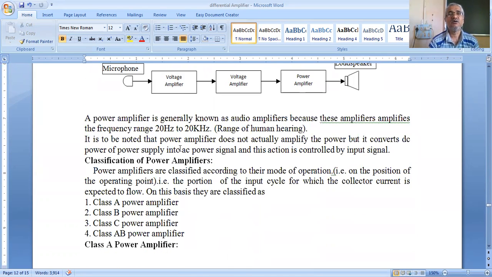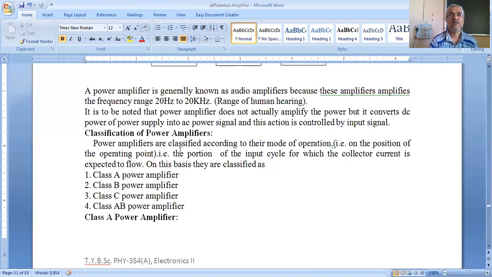Okay. Then these power amplifiers are classified according to their mode of operation. So let us see the classification of power amplifiers. This is a very important topic in this chapter. Power amplifiers are classified according to their mode of operation. So what do you mean by mode of operation? Now try to remember the AC load line and DC load line that we have learned in the SI basic.